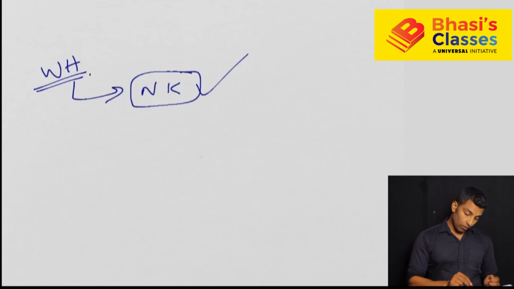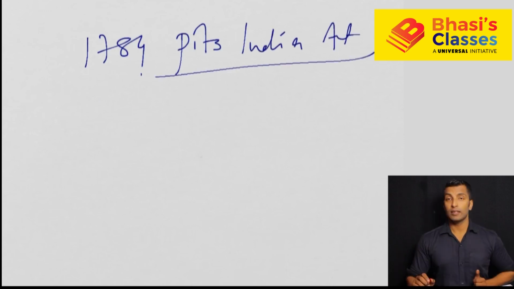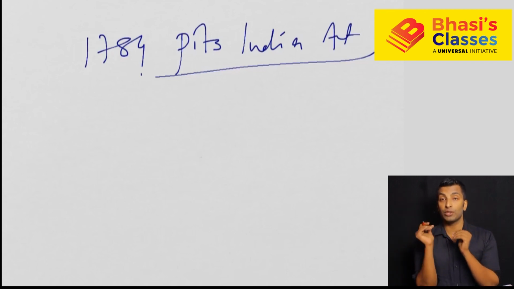That's it. Now, the most important point that I need to discuss under Warren Hastings is the 1784 Pitt's India Act. So I told you when we discussed the 1773 Regulating Act, there was a problem. To implement any decision, you have to get the support of the majority, and that problem is going to be solved through Pitt's India Act.